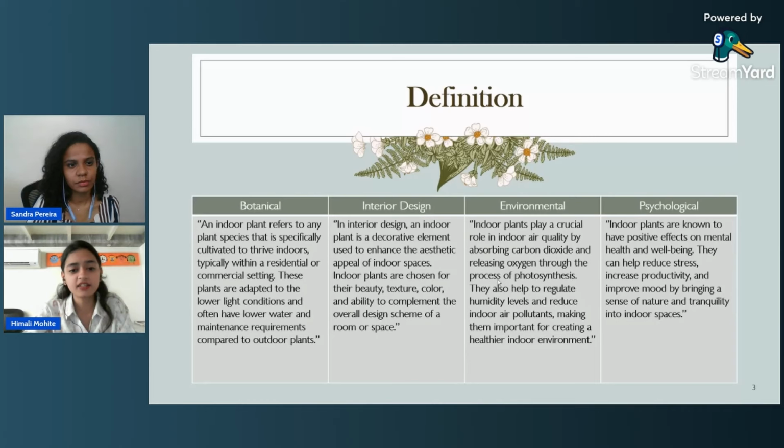Then from an interior design perspective, indoor plants can be something that enhances the visual or aesthetic appeal. Then from an environmental function, indoor plants can be something that absorbs carbon dioxide and releases oxygen, and they can purify the air. Then from a psychological perspective, indoor plants can be something that can help to reduce stress, increase productivity, and they can have an overall positive effect on mental well-being.